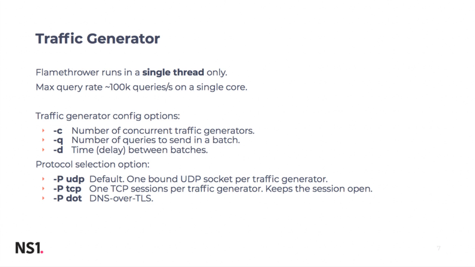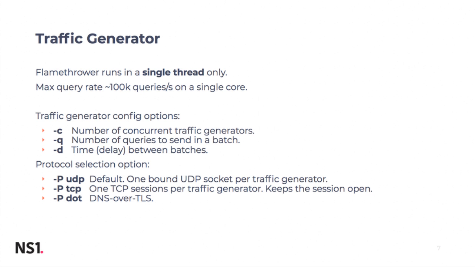So once we have these channels where we can send data, either a UDP socket or a TCP session, we send a batch of the queries. There's a parameter -q, lowercase q, which defines how many queries to send at once. And then there is -d, which is a delay between the batches. So all these three parameters define the QPS of this traffic generator.